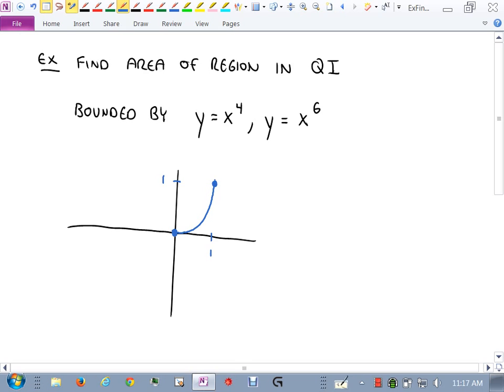So which one is on top and which one's on bottom? Which one is it, though? Which one is between 0 and 1? One of these always stays above the other one. So which one's above and which one's below? X to the 6 is above. Why? Because I got a higher power, so it's above.